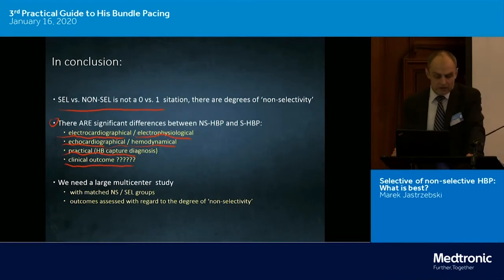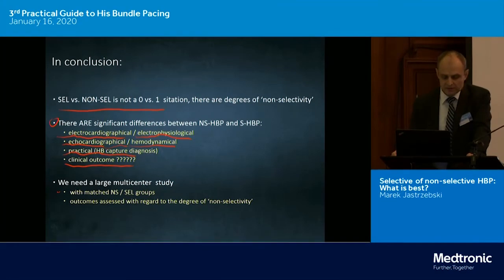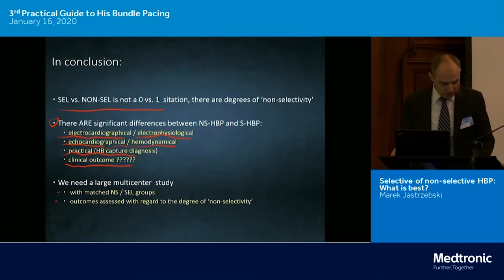And because I don't know, I think that we really still need a large multi-center study that would answer that question, a study that would first have matched non-selective and selective groups, a kind of propensity score analysis, from multi-center, large groups, and matched. And the second thing is that study should look at the degrees of non-selectivity. There should be a group with broad QRS complexes, non-selective, and narrow QRS complexes, non-selective. And then, when such a study is performed and published, I would be able to answer the question of that lecture. Thank you very much.